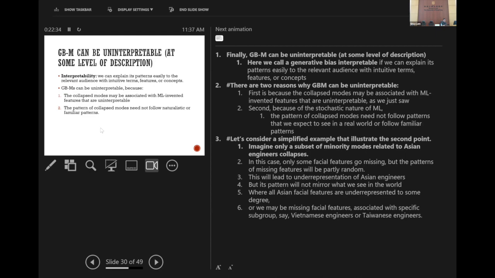And the second reason is that because of the stochastic nature of machine learning, the pattern of collapsed modes will be somewhat random and won't follow the patterns we expect to see in the natural world or the patterns we are familiar with. Because these patterns in the natural world happen for reasons we may not be familiar with, but there are historical contexts for why they happen. And if we are aware of them enough, these patterns become familiar. They become part of our interpretive resources. But because machine learning builds on completely random processes, the patterns won't follow our familiar patterns.